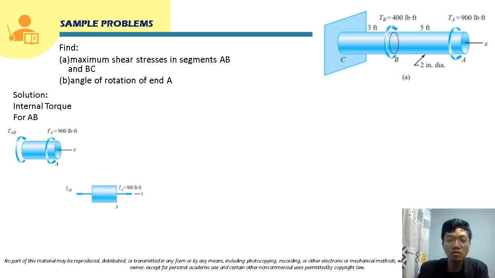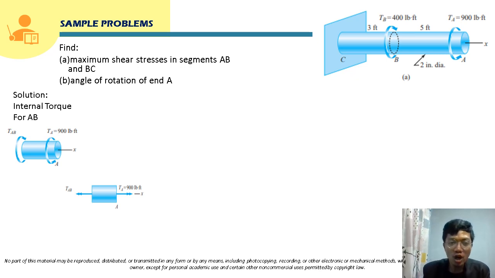Class, we can also represent these two torques as double-headed arrows. For this 900 pound-feet torque, using the right-hand rule, the double-headed arrow will point away from the cross-section. And for the internal torque, that is clockwise, so using the right-hand rule again, the internal torque TAB, the double-headed arrow, is also pointing away from the cross-section.